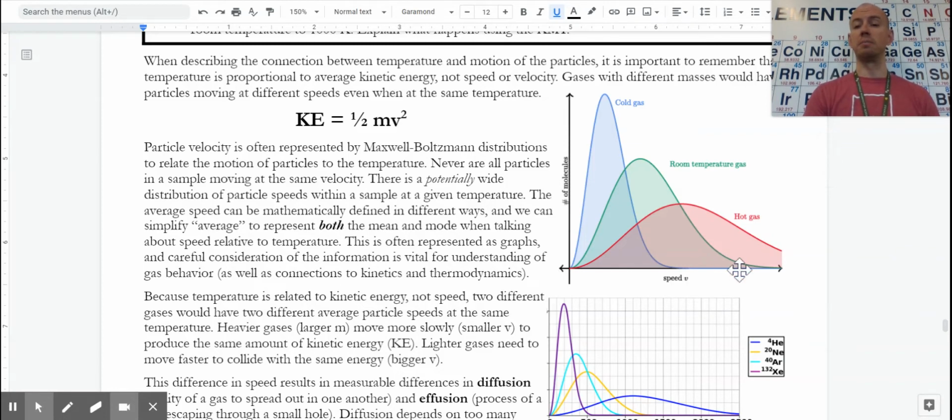A few of my particles are moving really fast, and we notice that many of my particles are faster or have a higher speed than they had previously. But my graph isn't quite as tall because there are more possible speeds that they can be moving at. Fewer of them are moving at any specific speed.